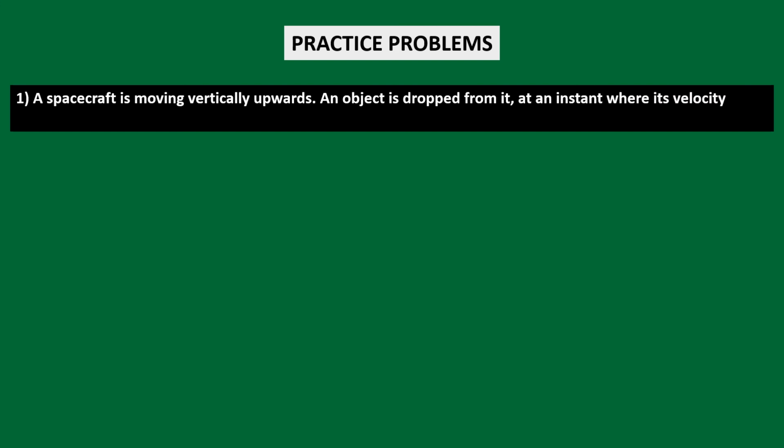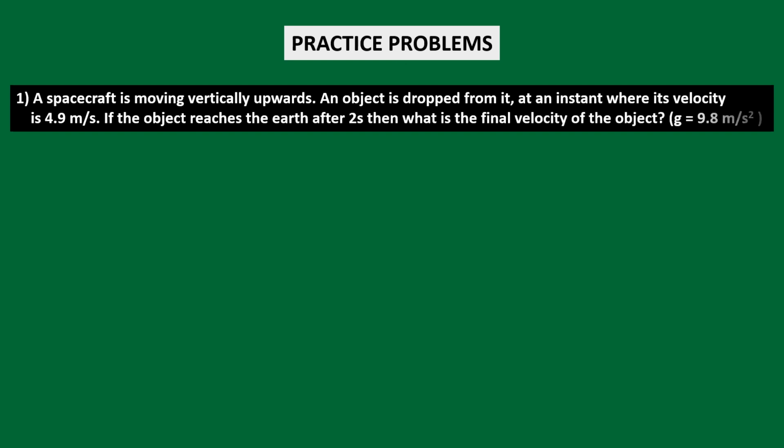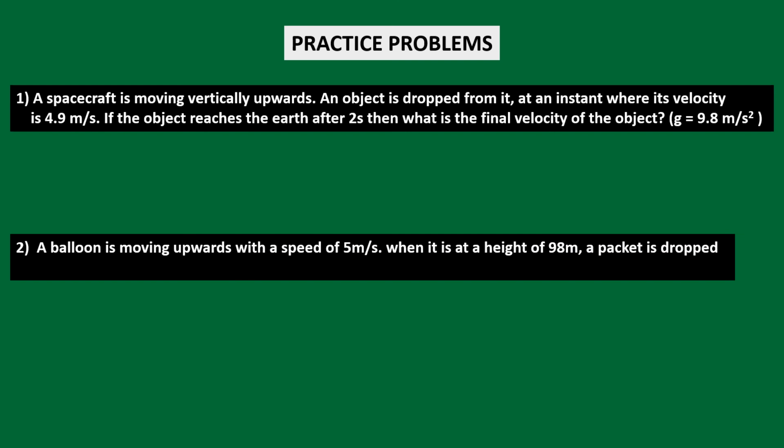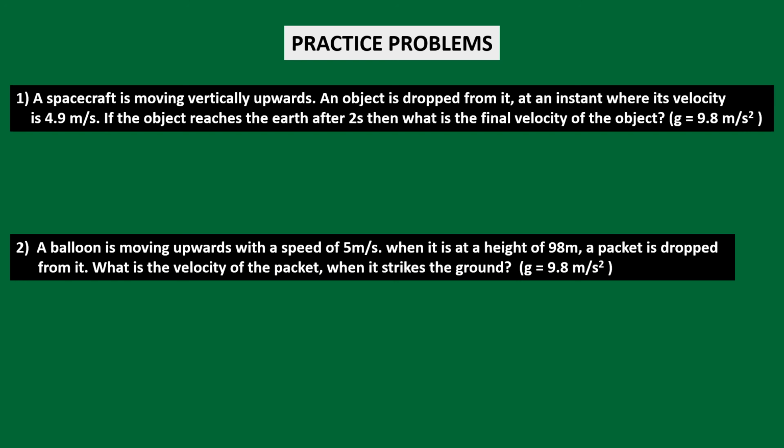Here are a few practice problems. A spacecraft is moving vertically upwards. An object is dropped from it at an instant where its velocity is 4.9 meters per second. If the object reaches the Earth after 2 seconds, then what is the final velocity of the object? And the second problem is a balloon is moving upwards with a speed of 5 meters per second. When it is at a height of 98 meters, a packet is dropped from it. What is the velocity of the packet when it strikes the ground? Now practice these two problems and try to solve.